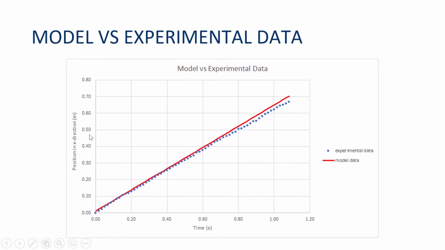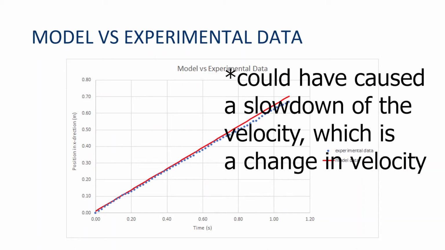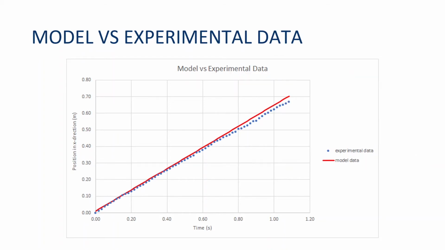So over here we have a position versus time graph of the model versus the experimental data. We see it follows very closely until about 0.6 seconds, and this discrepancy can be explained by two reasons. For one, the deformities of the ball could have caused a slowdown of the change in velocity. Additionally, the friction force from the ground could also affect the velocity, which causes it to slow down, as you can see right here.